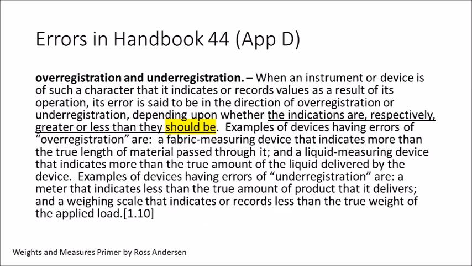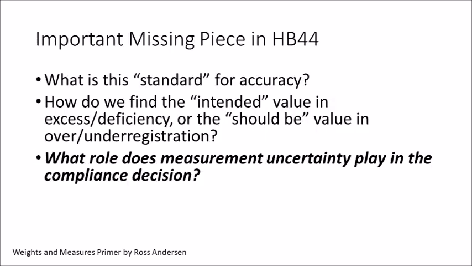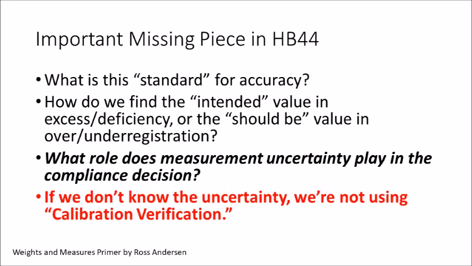How about the other type of errors, over-registration and under-registration? This is where indications are respectively greater or less than they should be. Well, what should be? I hope you see that there's a missing piece here. What is the standard for accuracy? How do we find this intended value for excess and deficiency, or what should be for over or under registration? Essentially, we're asking what role does measurement uncertainty play in the compliance decision? And I suggest if we don't know the uncertainty, we're not using calibration verification.